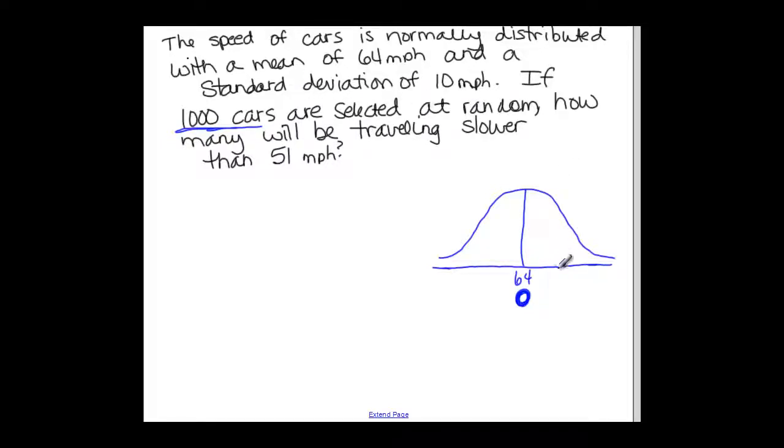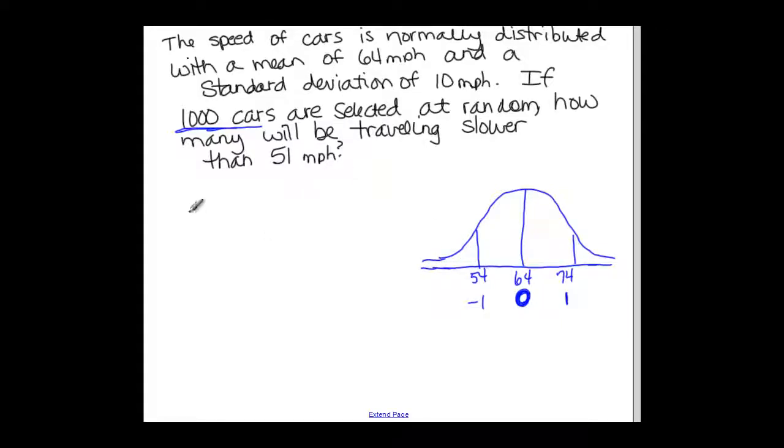So you could mark, we don't have to put it on here, but at one standard deviation, it would be 10 miles per hour greater than the mean, so 74. And at a z-score of -1, that is one standard deviation below the mean, so that would be at 54 miles an hour, just so you get a little bit better picture of the spread there. We're asked to find, if 1,000 cars are selected at random, how many will be traveling slower than 51 miles an hour. So that's way down here.